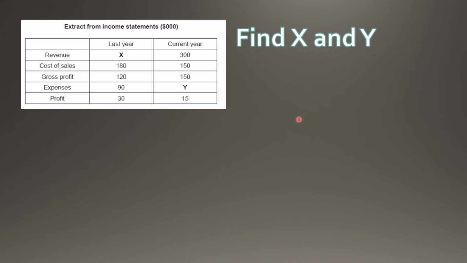Okay, here is a typical question. An extraction from an income statement was given, and there are two locations, x and y, and they want you to find x and y. If you would like to give this a try, I would suggest you pause the video, because in a while I will go through both. Okay, how to find the x as well as the y.